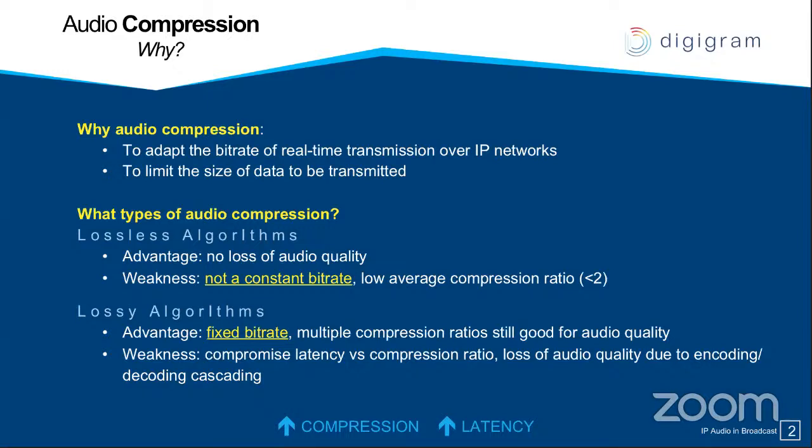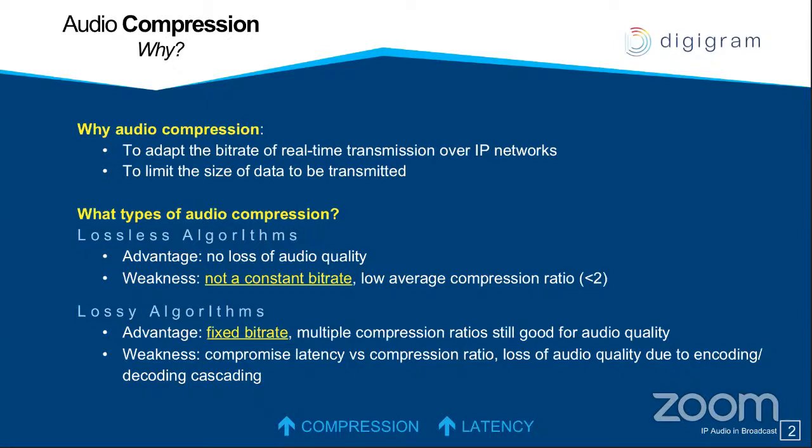There are two types of audio compression in the audio world. You've probably heard these terms before: lossless algorithms and lossy algorithms. In broadcast, we use lossy algorithms because there's a primary advantage that it's a fixed bit rate. And the other weakness related to lossless compression, while the advantage is no loss of audio quality, the weakness is it's not a constant bit rate.